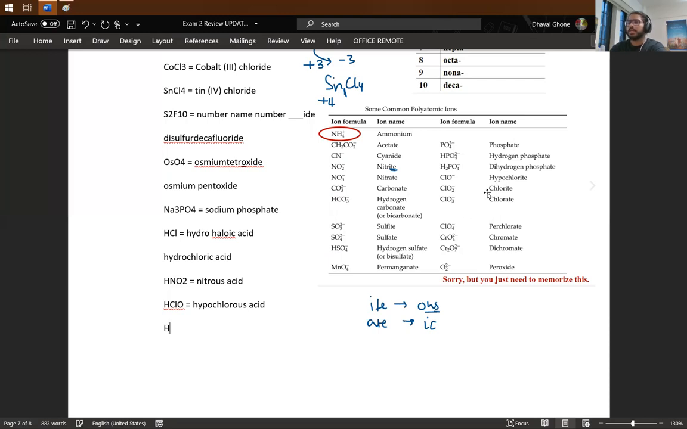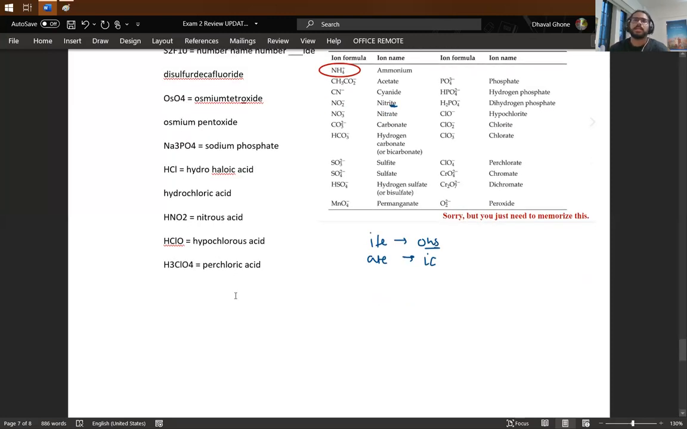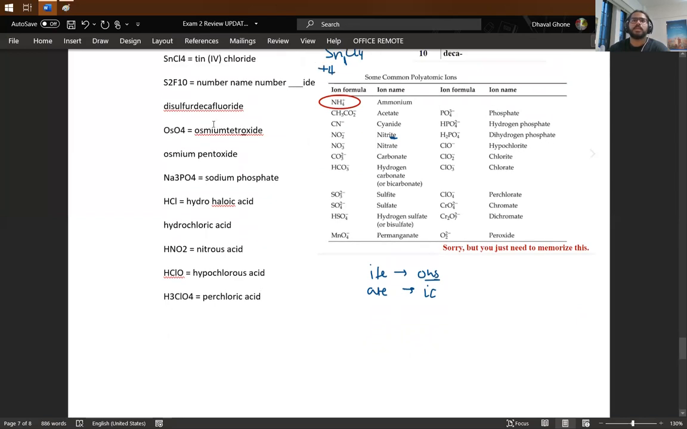I want to give more examples for this one. Let's say HClO4. Now ClO4 in the chart is perchlorate. Chlorate becomes ic, so it'll be perchloric acid. Okay, great. Someone in the session asked me a question about the multiple charge transition metals.